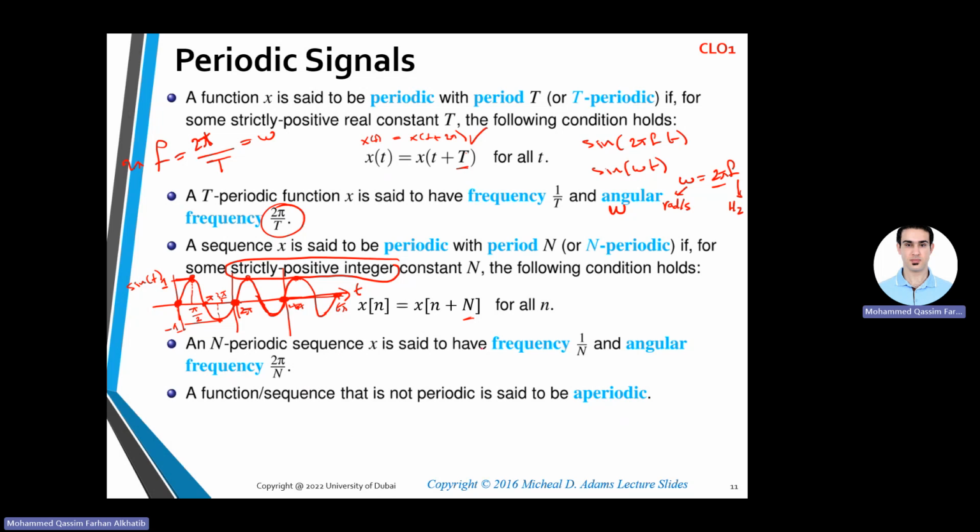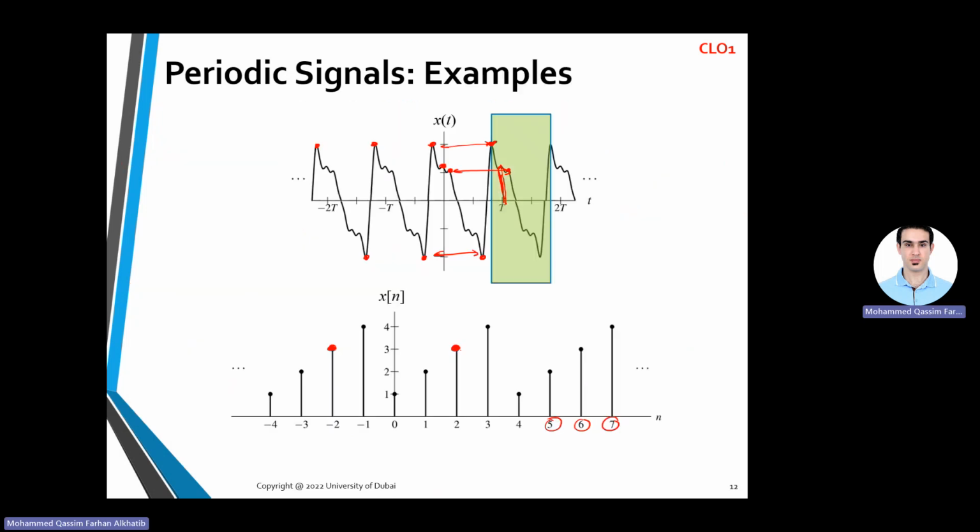So an N-periodic sequence x is said to have frequency 1 over N and angular frequency 2 pi over N. A function or sequence that is not periodic is said to be aperiodic. This A is what we call a prefix to negate the word. So periodic, aperiodic is not periodic. All right, so graphically we have seen that the signal starts repeating itself after a certain cycle. You can pick any point in the function or the sequence, you look where the signal starts repeating itself to that other point, and the distance between these two points is the period.